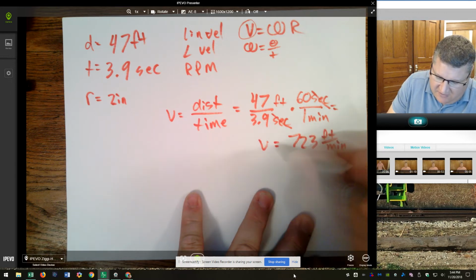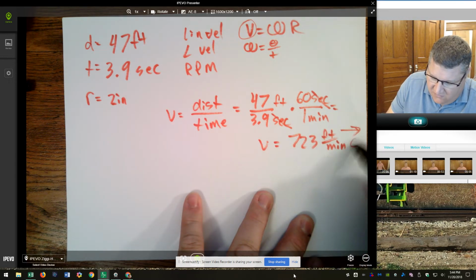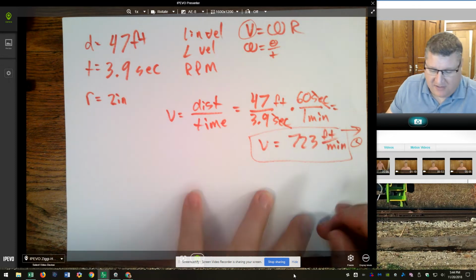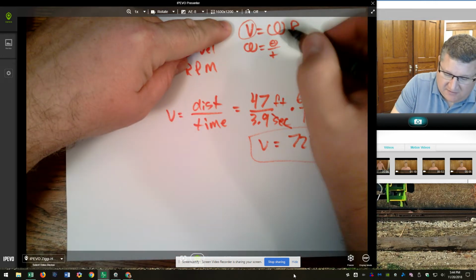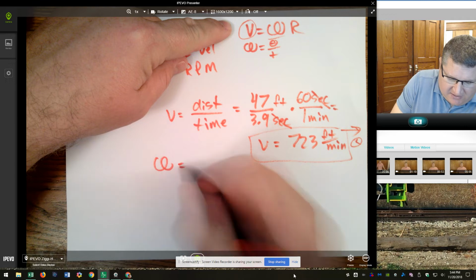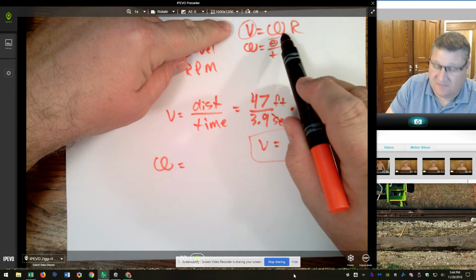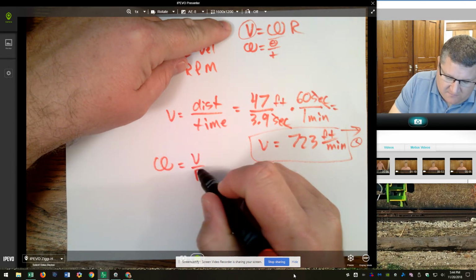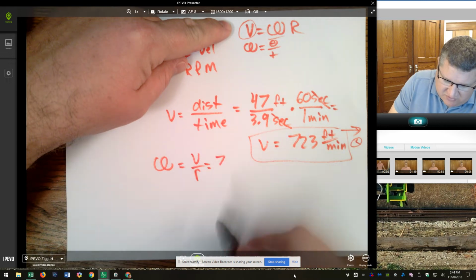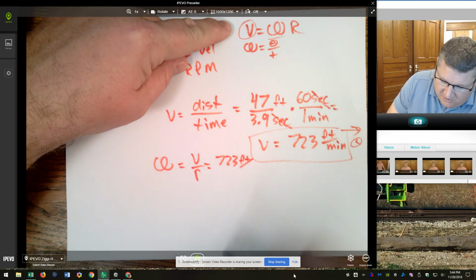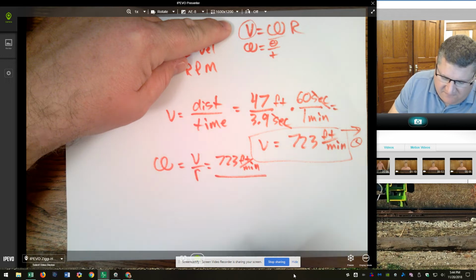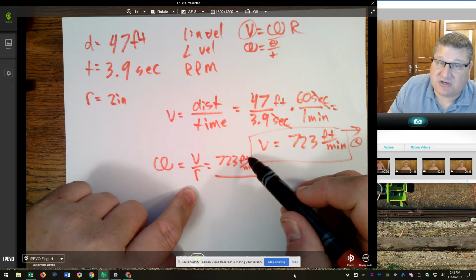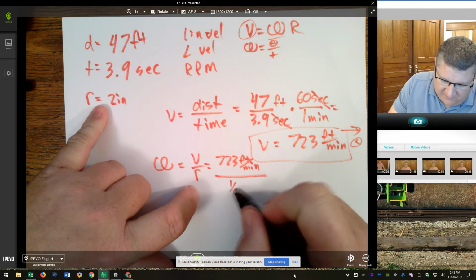Now, that's linear velocity because it's a linear distance over a particular time. With that in mind, now I can use this formula right up here to find omega. If I want to get omega by itself, it's nothing more than a little algebra: V over R. Now, our V is 723, and that is feet per minute. We're going to divide that by R, our radius. Of course, I can't have one dimension in feet and the other in inches, so we're going to say 1/6 of a foot.